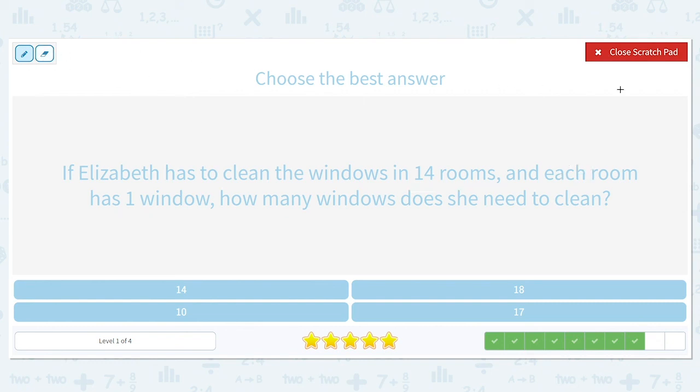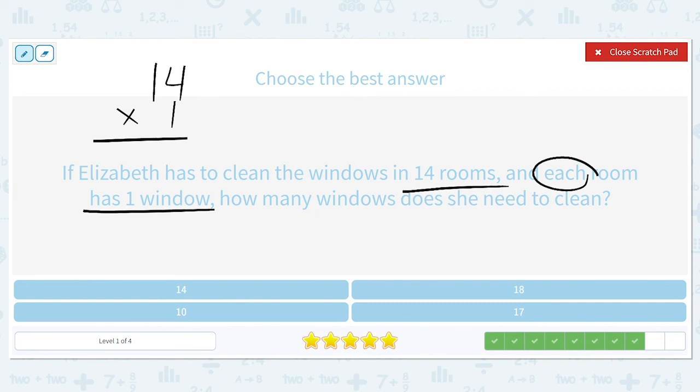If Elizabeth has to clean the windows in 14 rooms, and each room has 1 window, how many windows does she need to clean? So we need to do 14 times 1. Anything times 1 is itself. So the answer will be 14 windows.